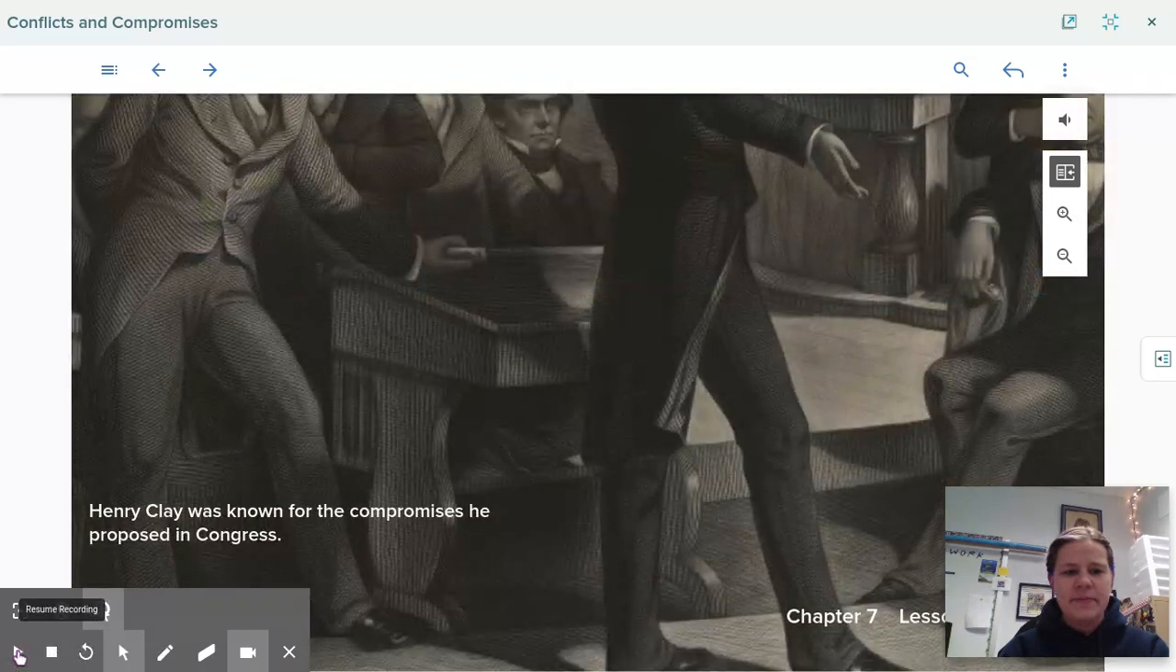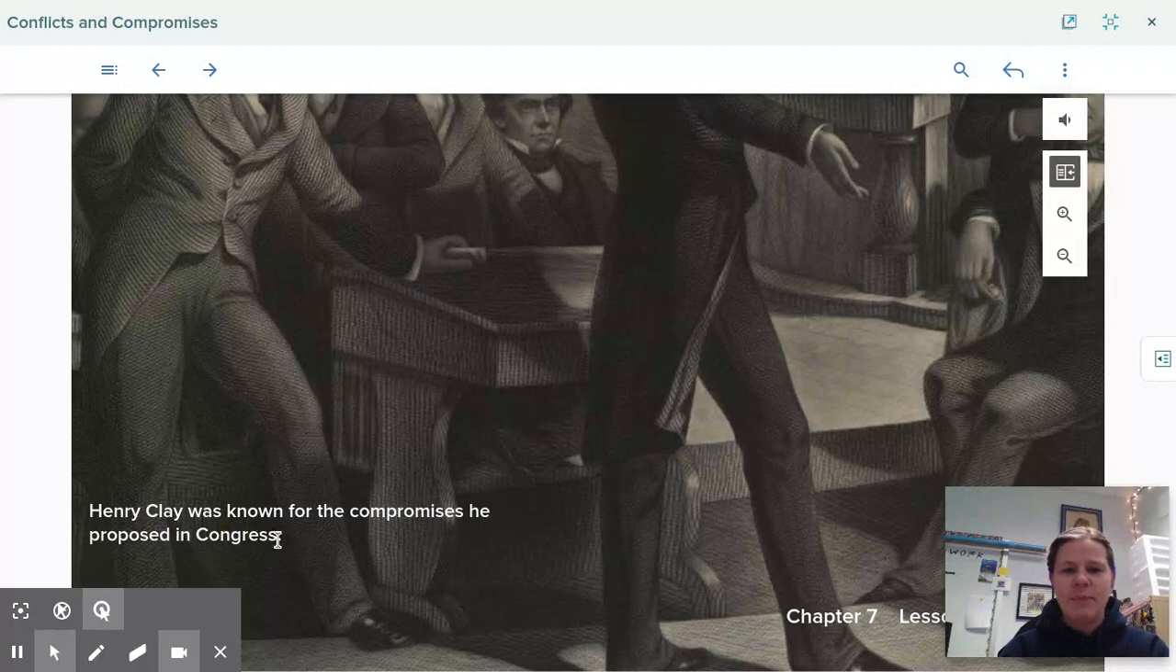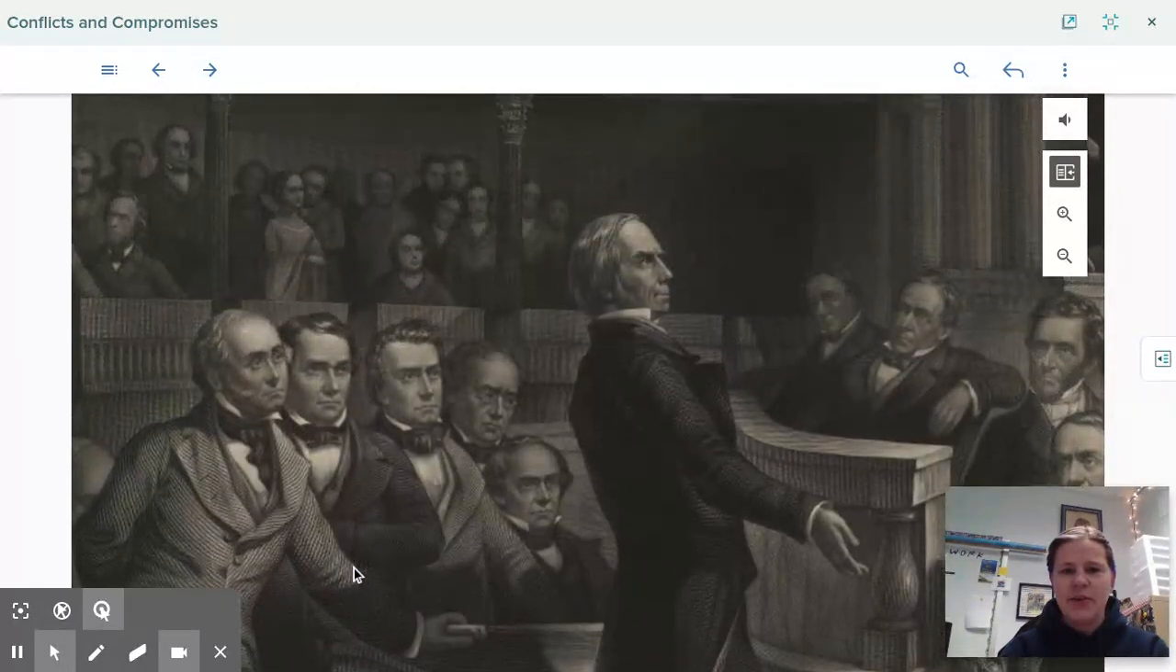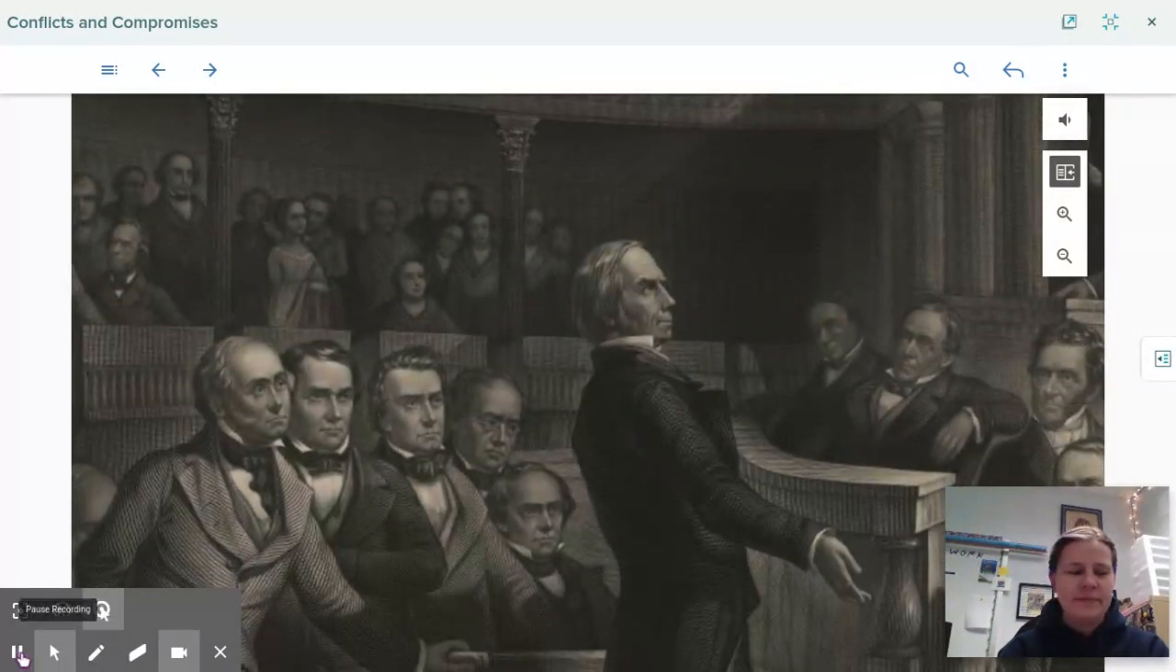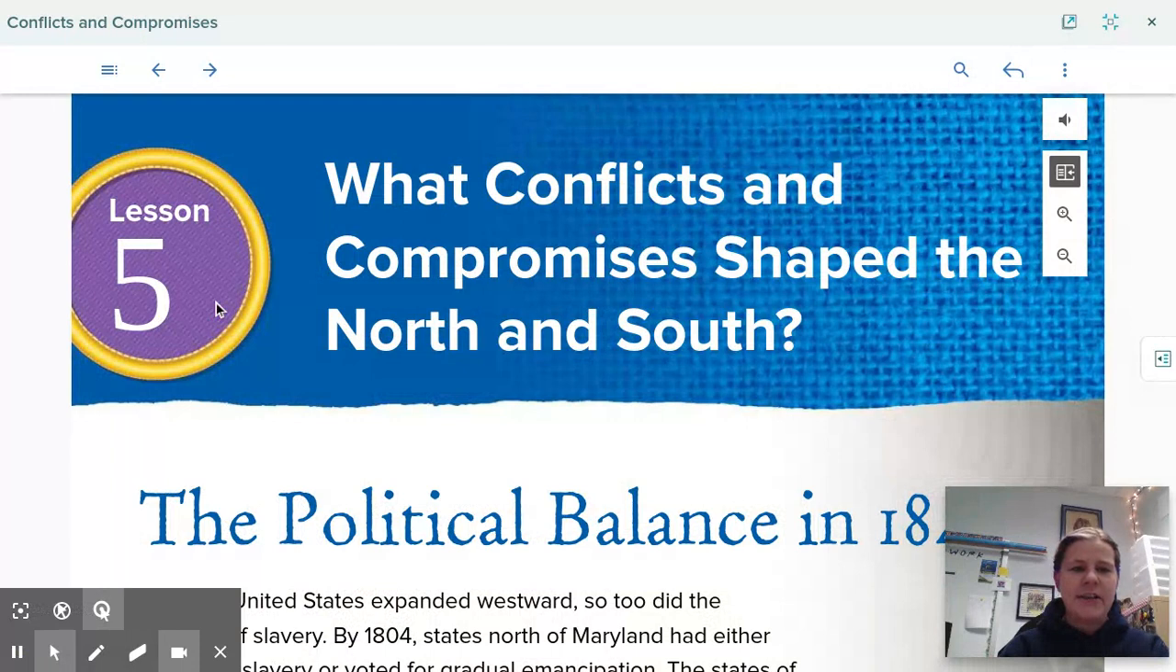All right, let's look at the caption of our picture here. It says Henry Clay was known for the compromises that he proposed in Congress. And so this here is a picture of Henry Clay. All right, so again, our essential question for lesson 5 is: what conflicts and compromises shaped the North and South?